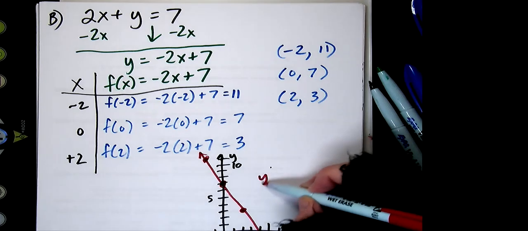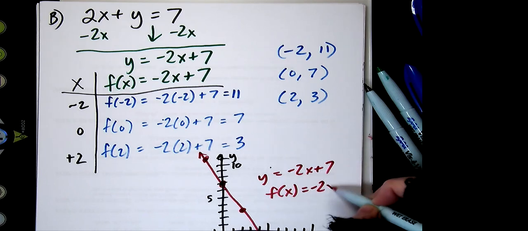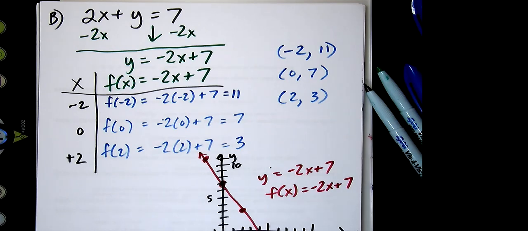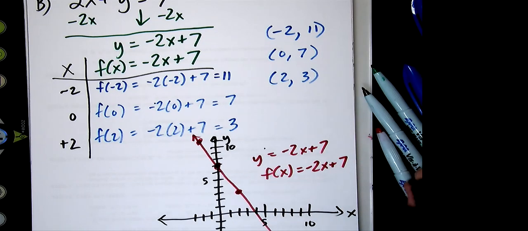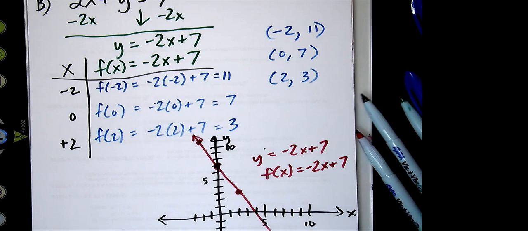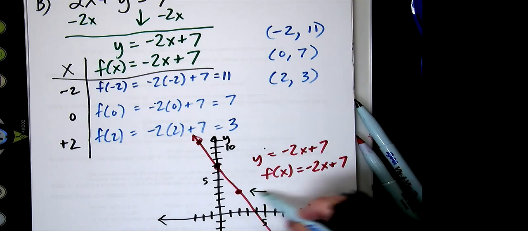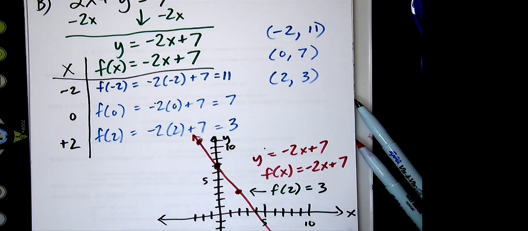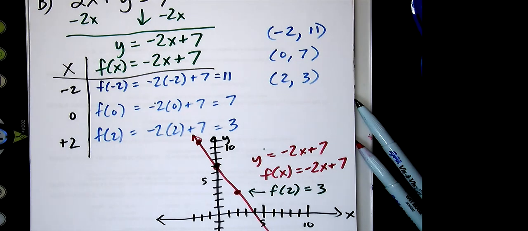So this is y equals negative 2x plus 7, or f of x equals negative 2x plus 7. There are advantages to the function answer. This point right here is f of 2 equals 3 in the function. It actually tells me what my x value and my y value are right in it. If you just do the same with this equation up here, you kind of lose the x value. You just get the y value.